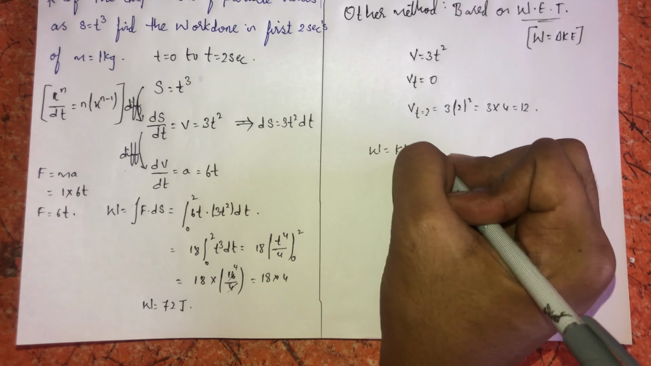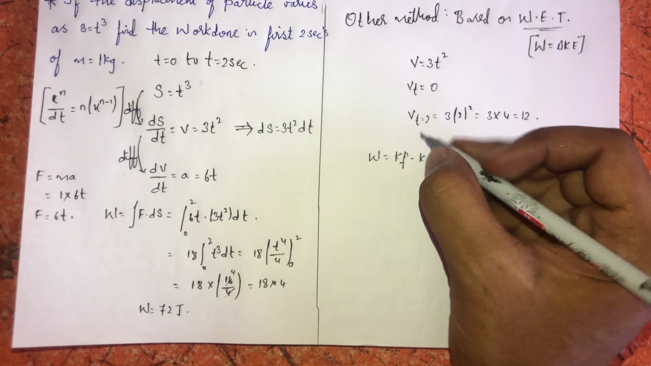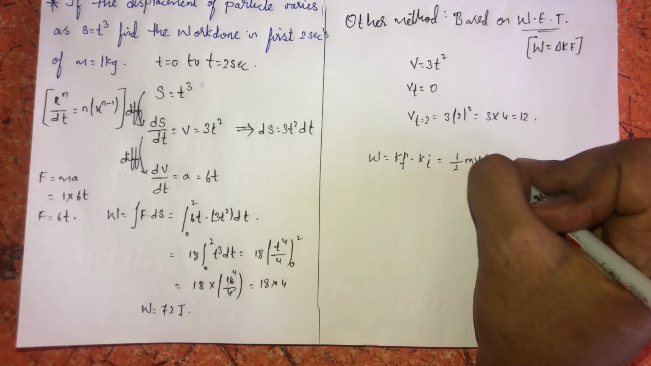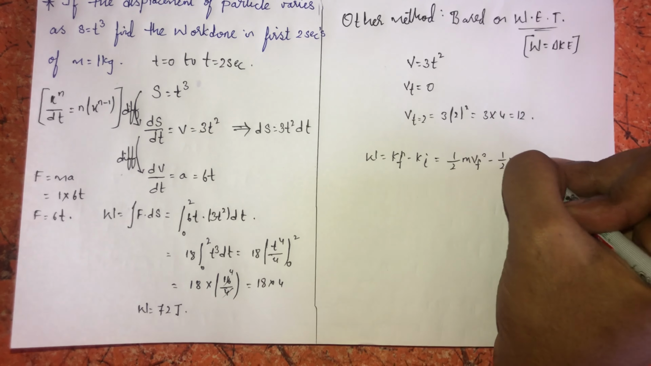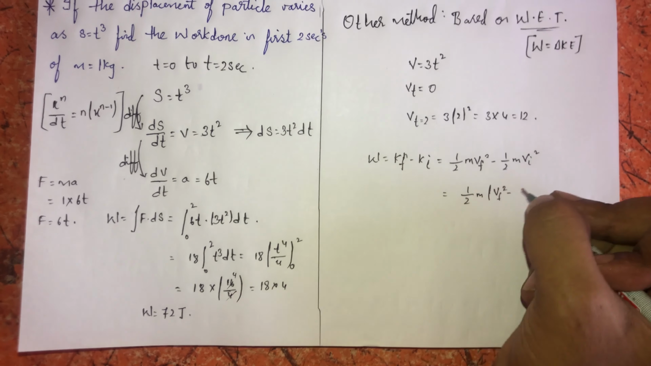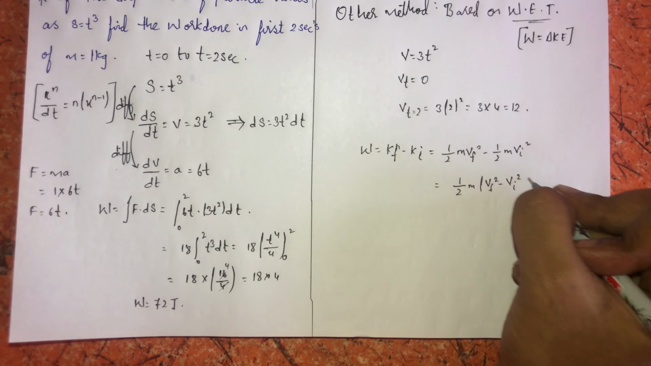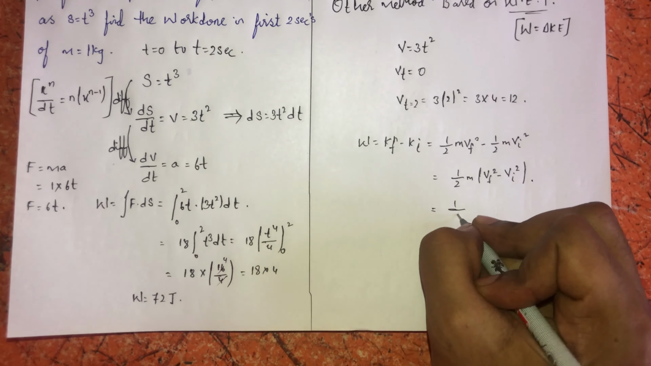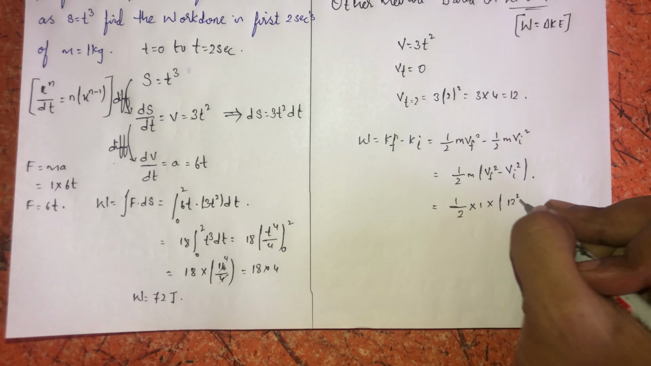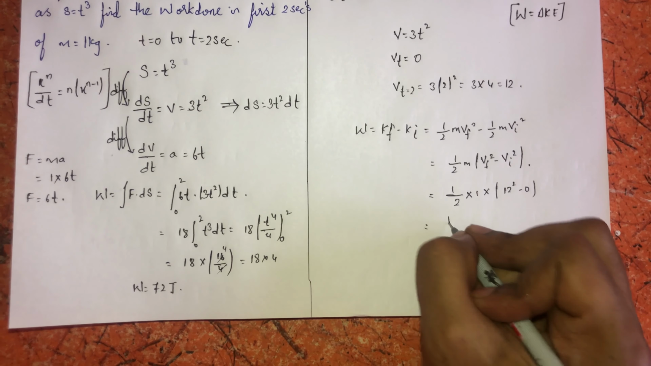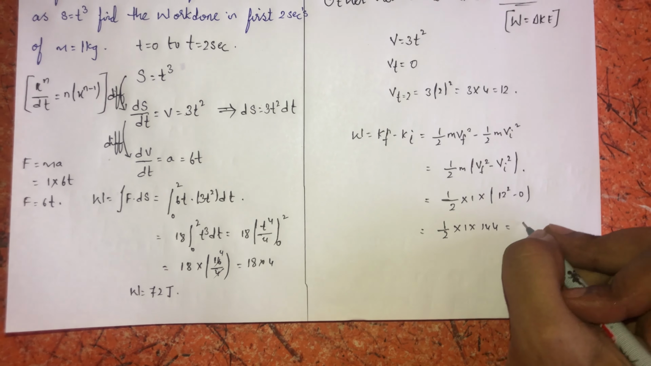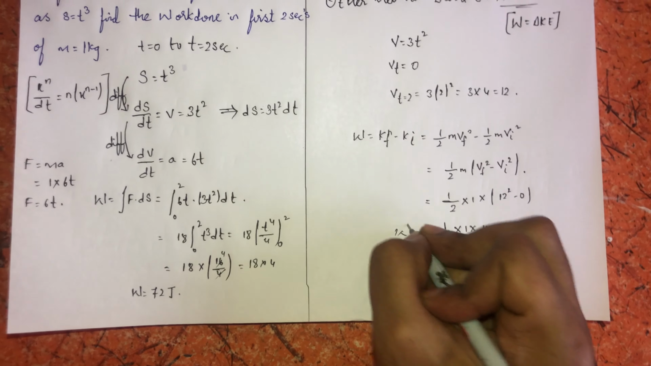Kinetic energy final minus kinetic energy initial. Then kinetic energy final will be equal to half m v final whole square minus half m v initial whole square. That is half m times v final square minus v initial square. Half mass is equal to 1 into v final square, 12 square, minus 0: half into 1 into 12 square, 144. So work done will be equal to 72 joules.